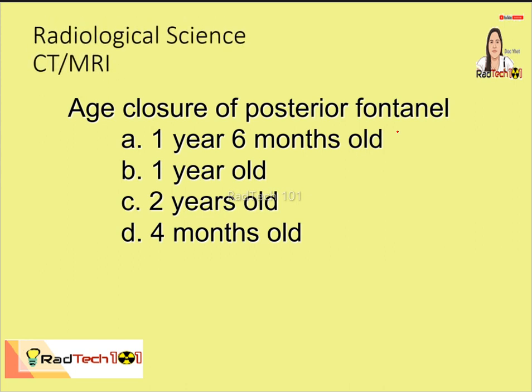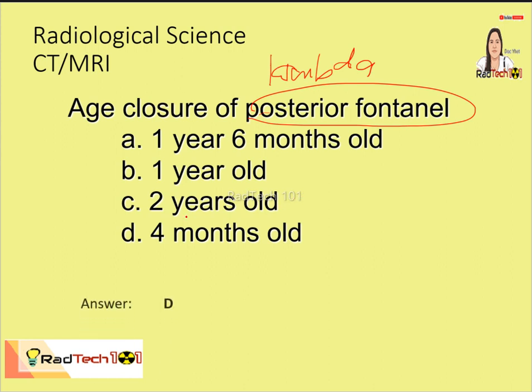Next, age closure of the posterior fontanelle. The posterior fontanelle is termed as lambda. And it closes at about 4 months. It is a bit faster. The one that takes the longest, again, is the anterior fontanelle.